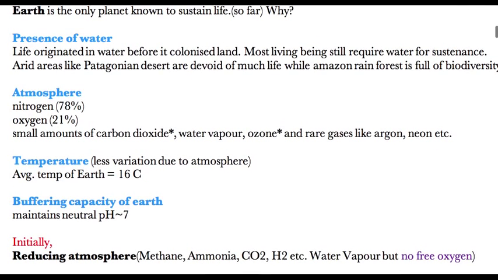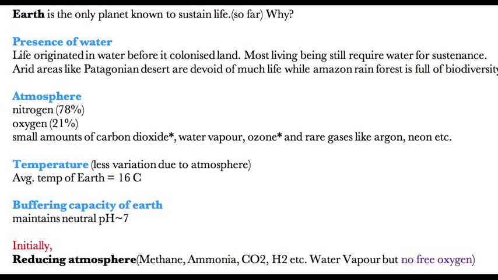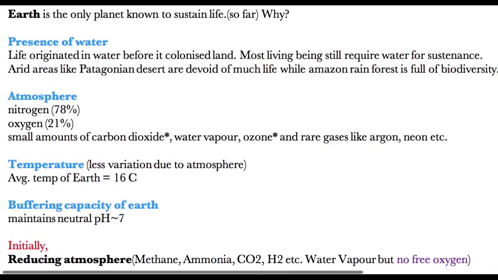The very first factor is the presence of water. Life originated in water before it colonized land, so most living beings still require water for their sustenance. Arid areas like the Patagonia desert are devoid of much life, while the Amazon rainforest is full of biodiversity. So deserts where you have little rainfall are devoid of life, but rainforests are very rich in biodiversity. So water is very important for sustaining life.